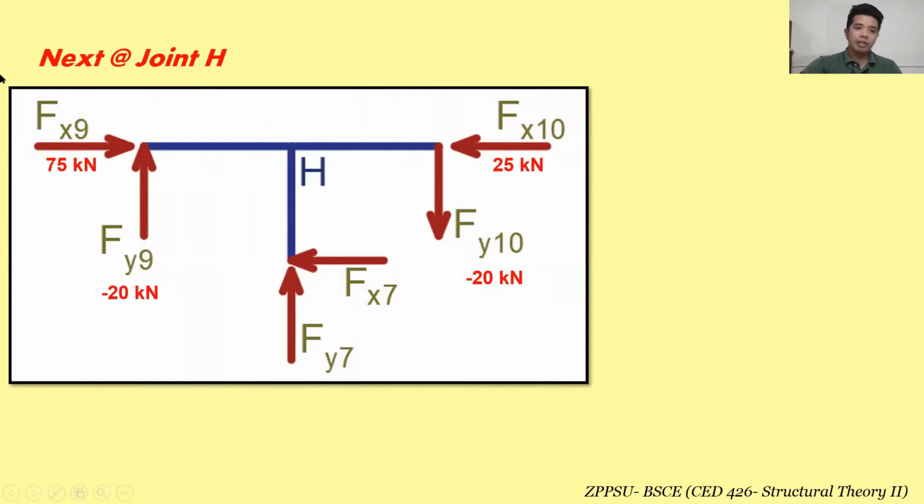Ayan. So, these 75 kilonewtons came from our solution dito sa joint G. Itong 25 kilonewtons and negative 20 galing naman sa joint I. And of course, huwag natin kakalimutan si Fx7. May value na tayo kanina.